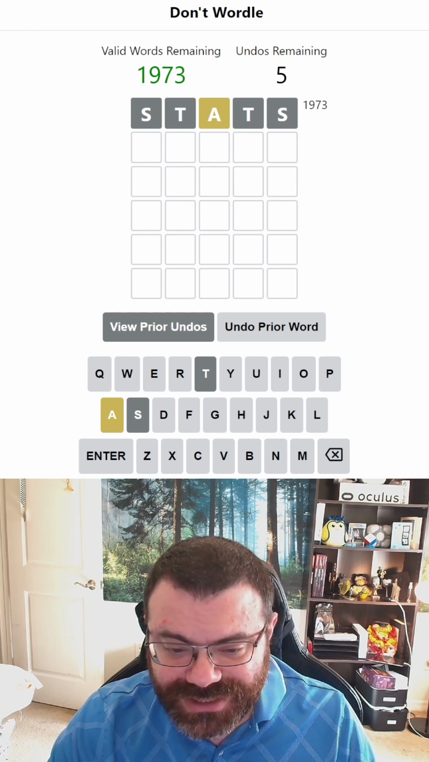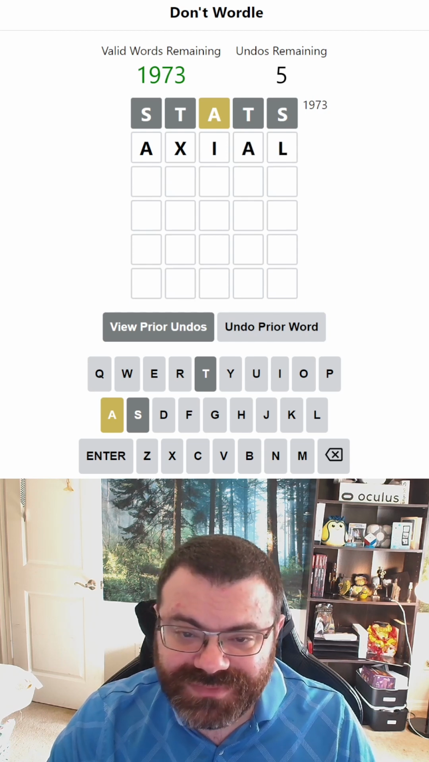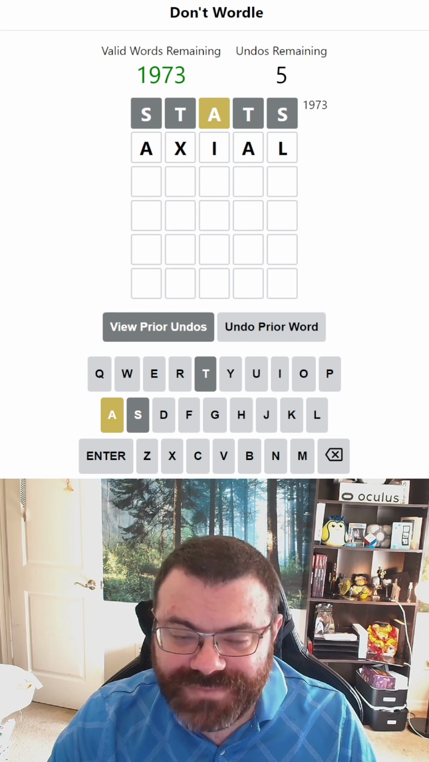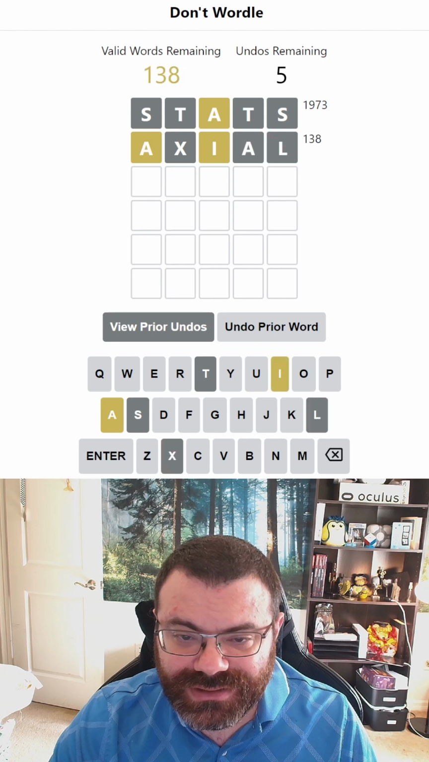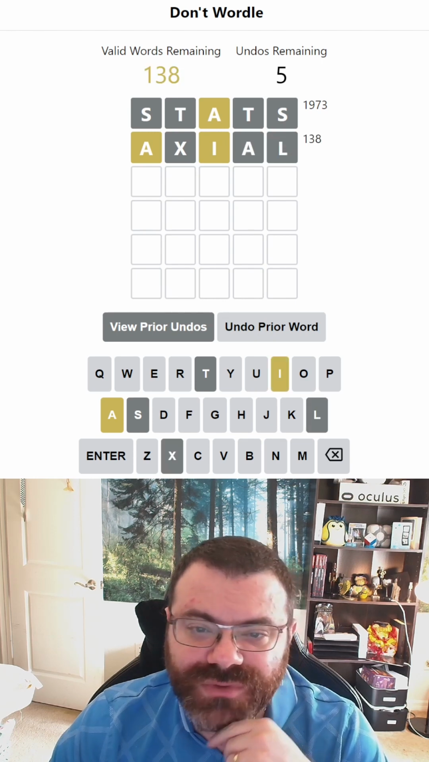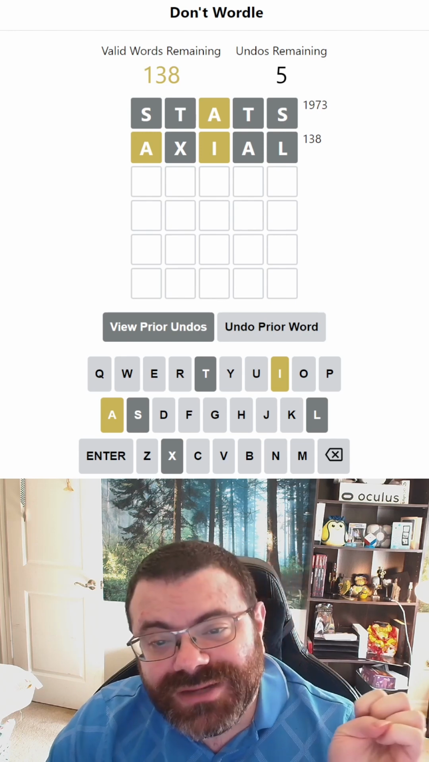Something with X, maybe? Axial? At least axial is doubling up the A, and it uses an X, which is basically a non-letter. Alright, I'm going to try axial while I can. Okay, so there's one A in the word. Down to 138 is not a good sign, by the way. But we're going to keep going.